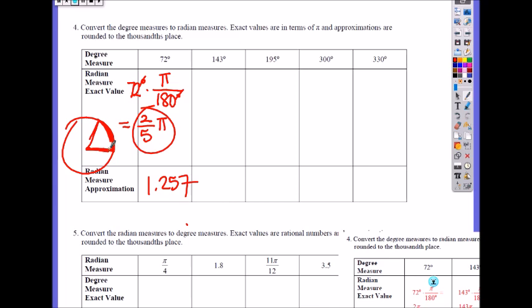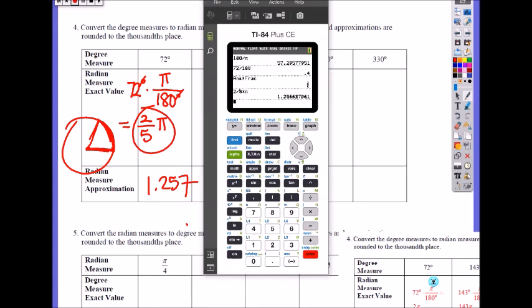Let's do one more. 143, yes. 2/5. That's 72 divided by 180. I simplified it. Did I put this? 2/5 times pi. I get 1 point. Did you multiply by pi? Or you can do 2 pi divided by 5. You can also do that. Pi times 2 divided by 5.